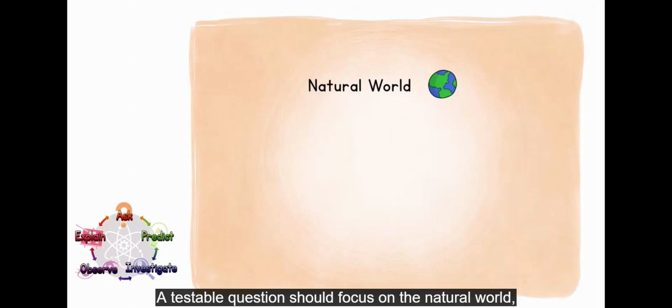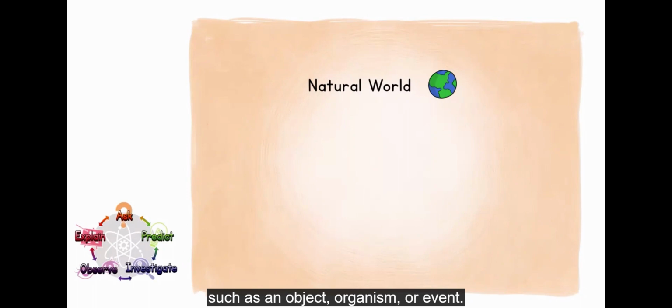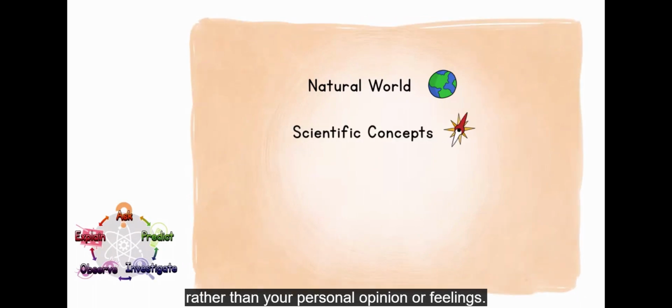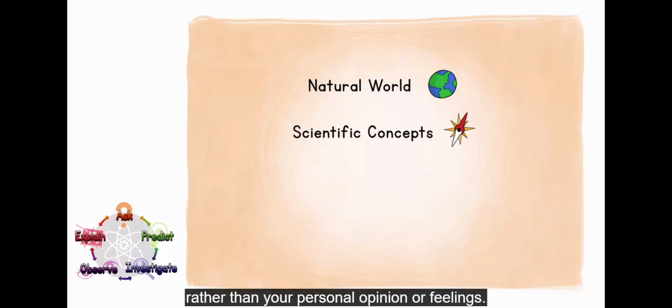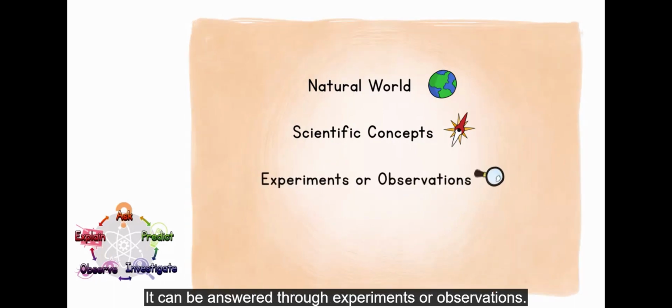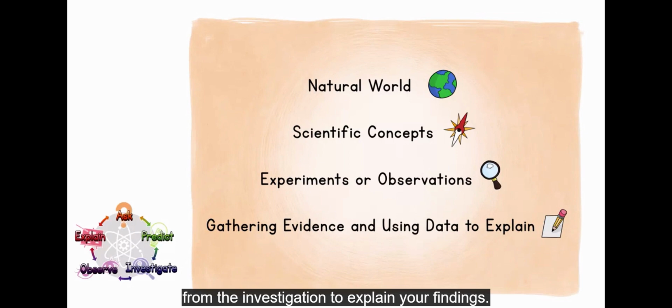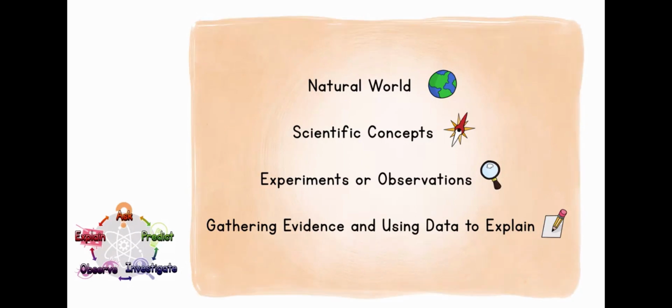A testable question should focus on the natural world, such as an object, organism, or event. It focuses on the scientific concept rather than your personal opinion or feelings. It can be answered through experiments or observations, and guides you to use the evidence and data you've gathered from the investigation to explain your findings.